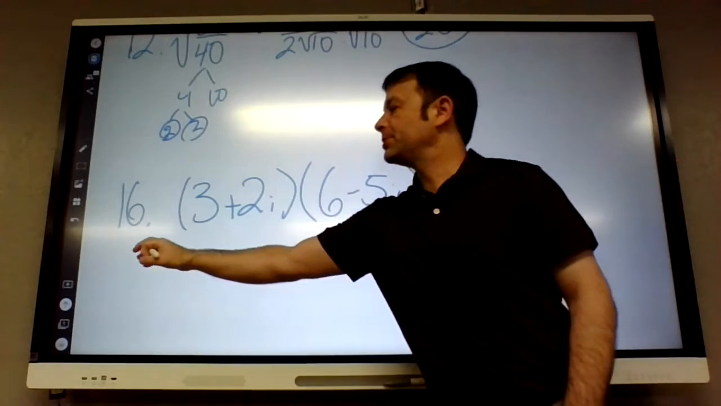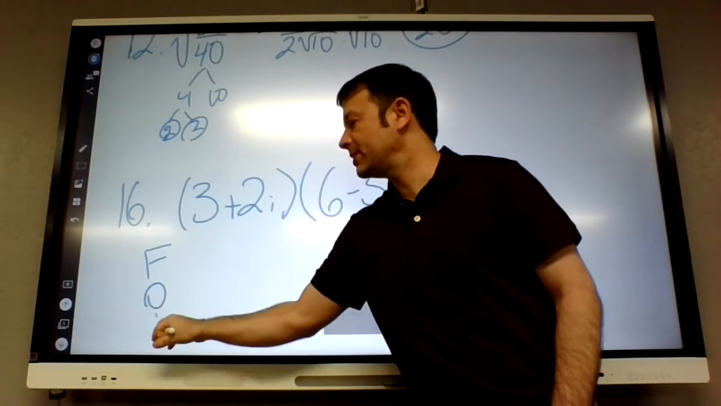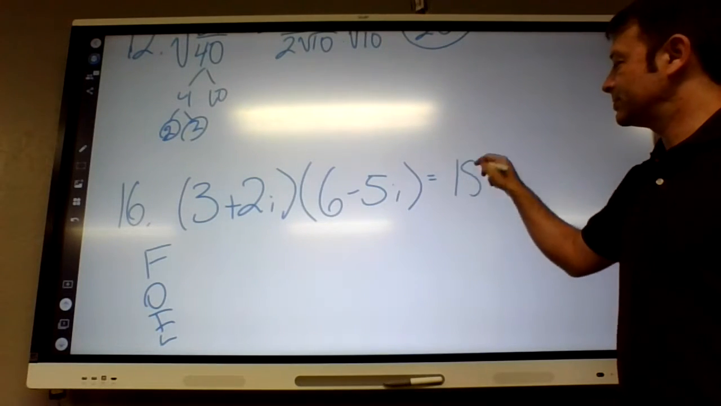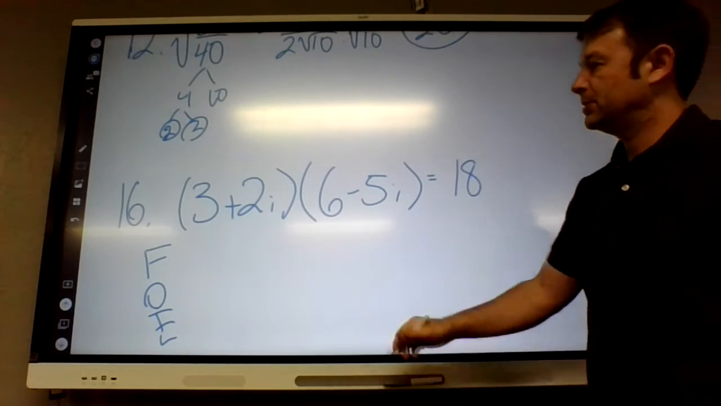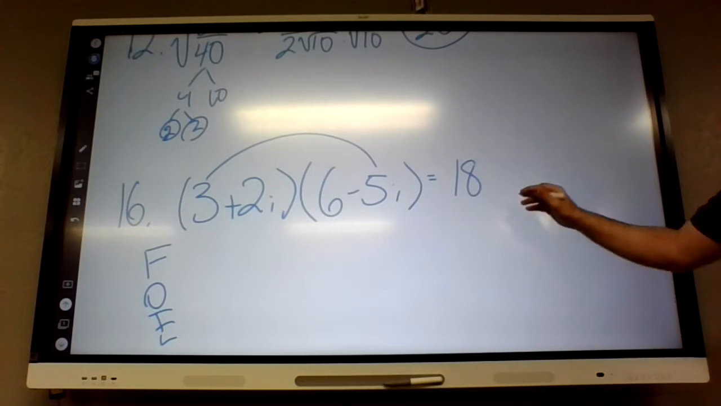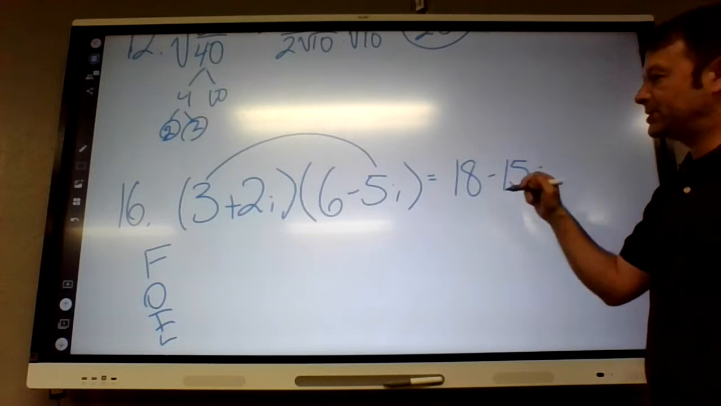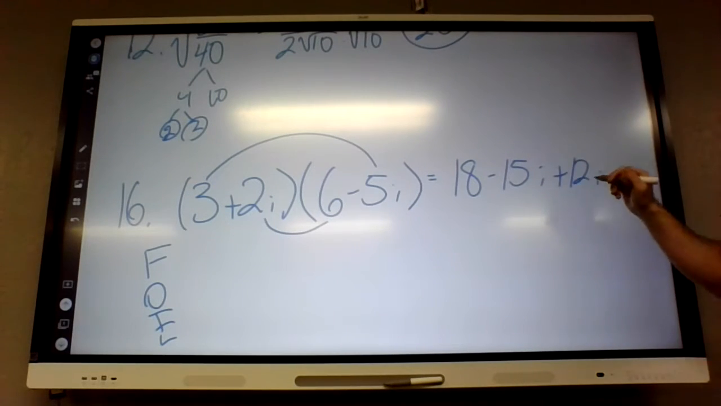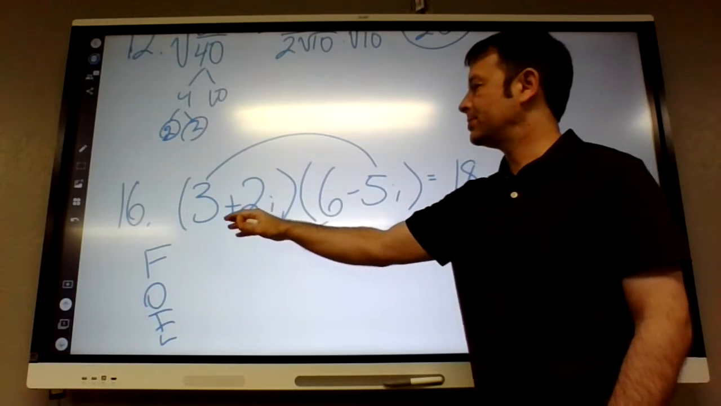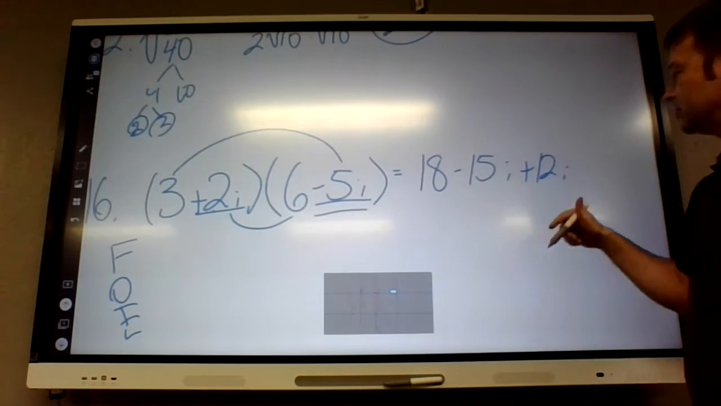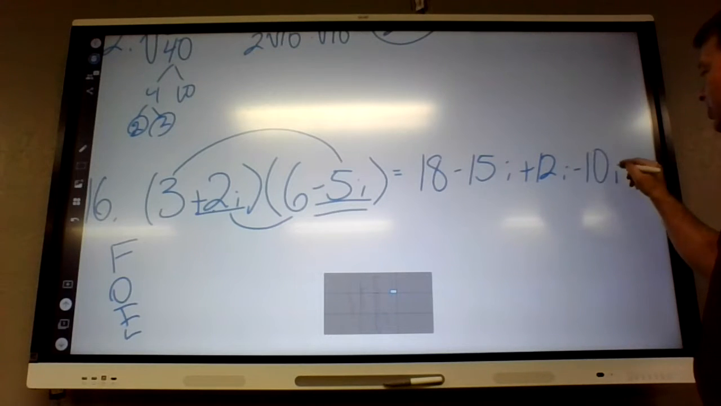First, outside, inside, last. First is 3 times 6, which is 18. Outside, 3 times minus 5i, minus 15i. Inside, 6 times 2i, 12i. And the last is 2i times negative 5i, minus 10i squared.